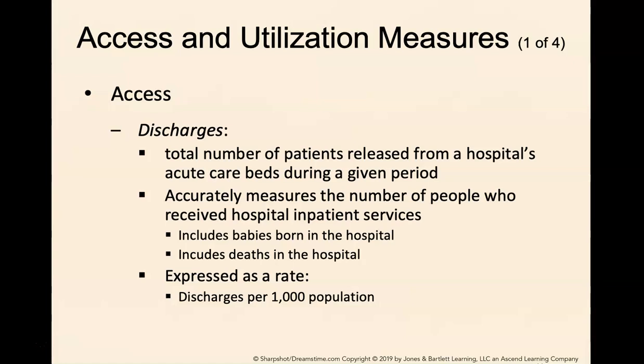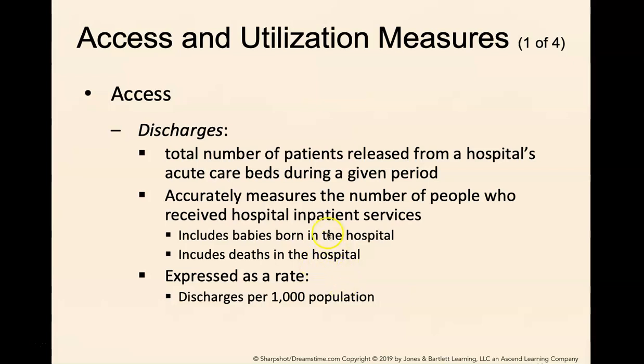Unfortunately, hospital admission rates is not accurate because there are some people that may not be counted in admission rates. And a perfect example would be babies that were born in the hospital. So whoever is admitted is the mother, and at that time the baby is not born yet, so is therefore not recorded as having been admitted. But if we count discharges, that will then include the babies. Also, please remember that deaths that happen in the hospital are also counted as discharges.